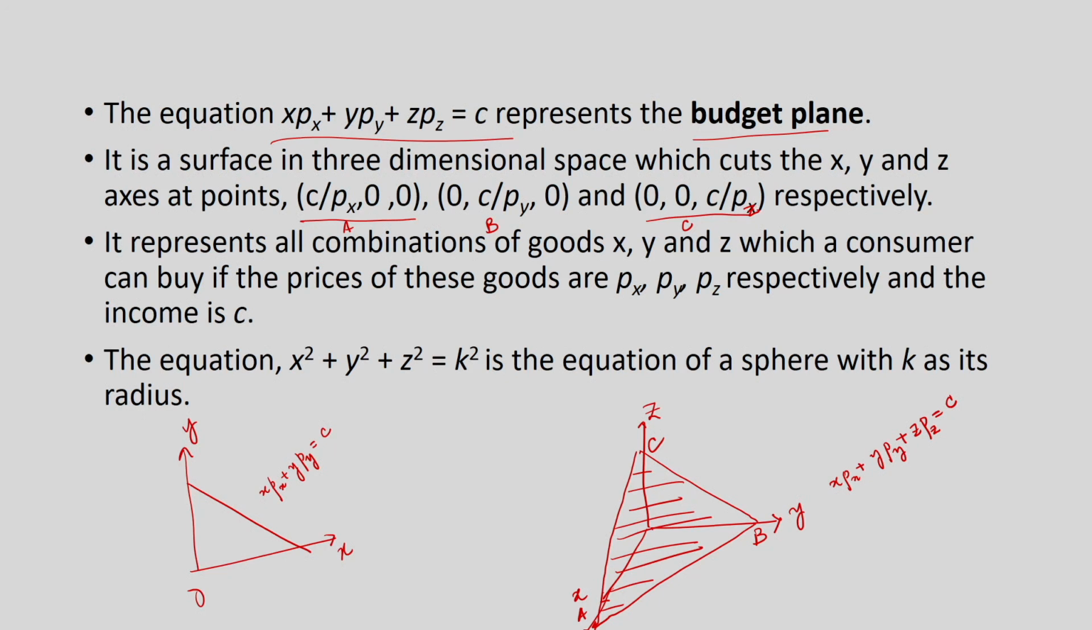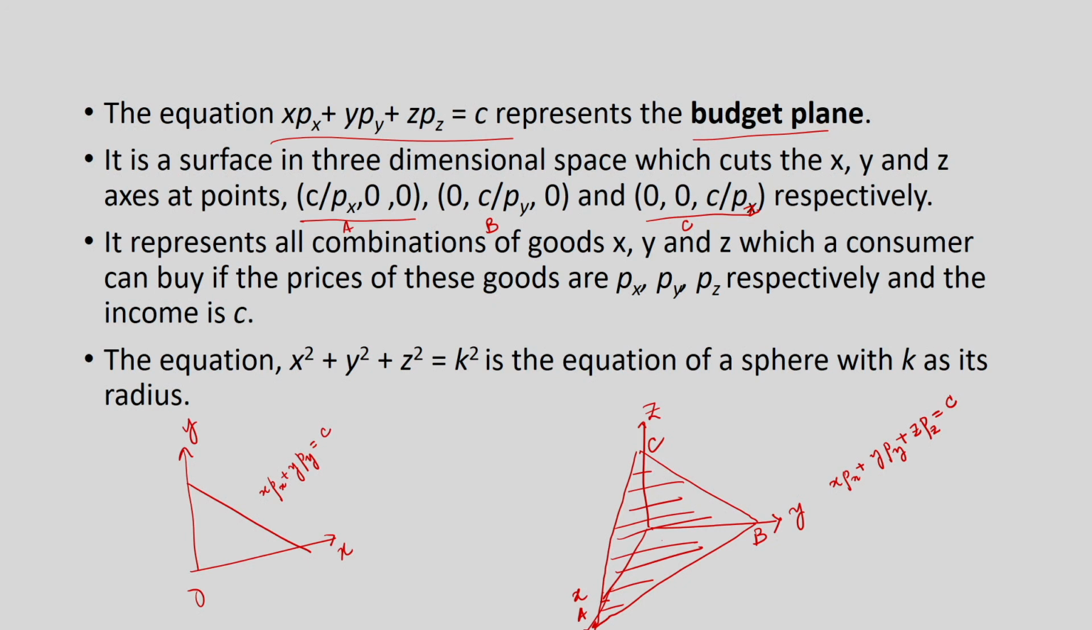And we know that this is obvious because suppose you are talking about point A, here the person is not consuming any y and z, the entire money income is being spent on x only. So, how much x can he buy? He can buy C divided by p x. So, that is why the coordinate of point A is C divided by p x, 0, 0, likewise for the other 2 points. And these are the corner points, but inside, the interior points have positive values of all the 3 goods.